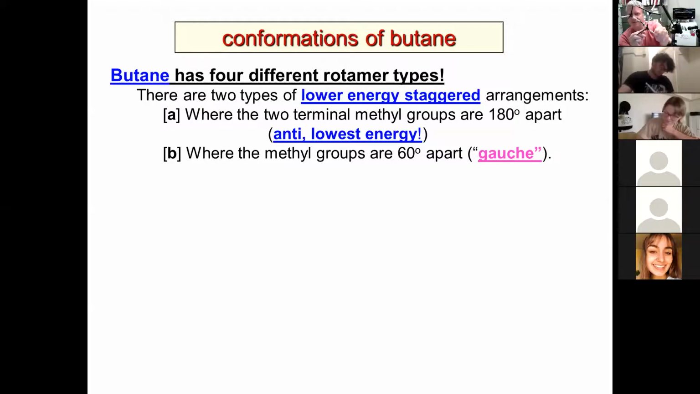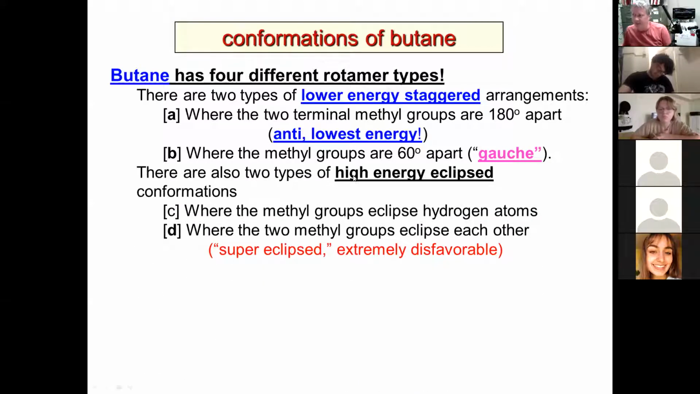You think this is happy compared to the other one? It's a little less happy than the one where everything's far apart, okay? So the top one, we're also going to give it a name, it's called anti. Anti is the happy one. When I do the Newmans, it's going to be a little easier. But then we have the gauche, and we also have 2 eclipsed. We have 2 eclipsed ones.